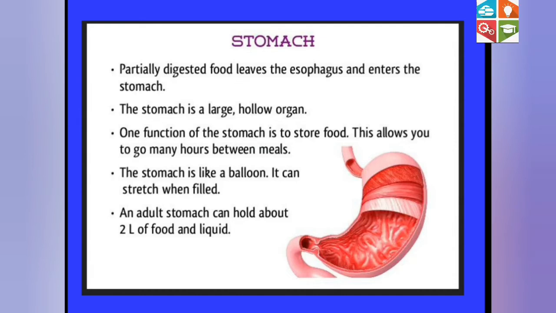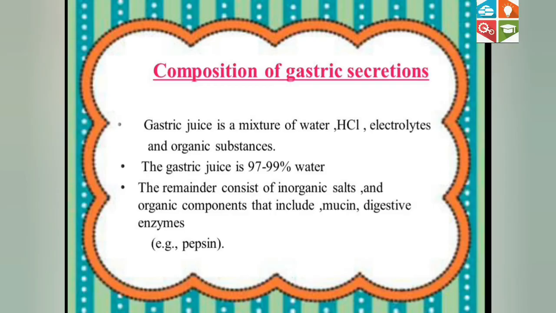Our adult stomach can hold about 2 liters of food and liquid. The stomach secretes something called gastric juices or gastric secretion. Gastric means it is linked with the stomach. So gastric juice is a mixture of what all things? Water, HCl, electrolytes and organic substances. About 97 to 99% of the gastric juice is made up of water. Then others are mucin, enzymes and inorganic salts.